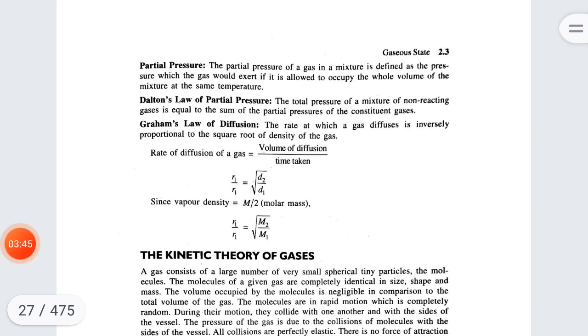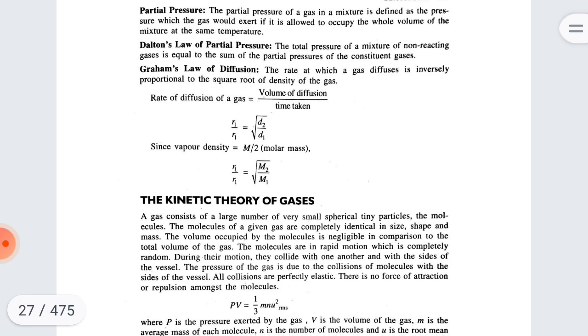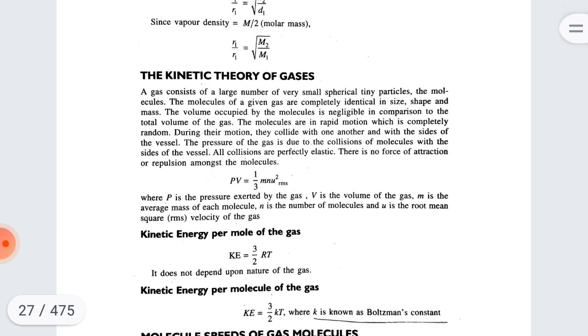Graham's law of diffusion. The rate at which a gas diffuses is inversely proportional to the square root of the density of the gas. Rate of diffusion of a gas is equal to volume diffused upon time taken. R1 upon R2 equals square root D2 upon D1. Since vapor density is equal to M upon 2, molar mass, R1 upon R2 is equal to square root M2 upon M1.